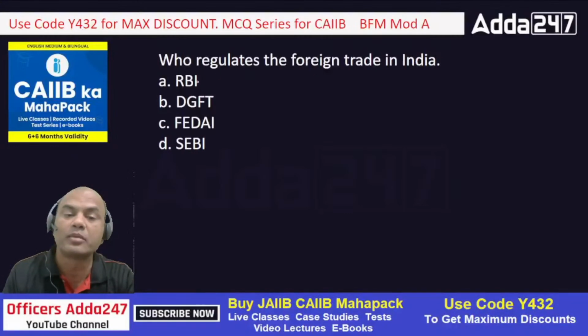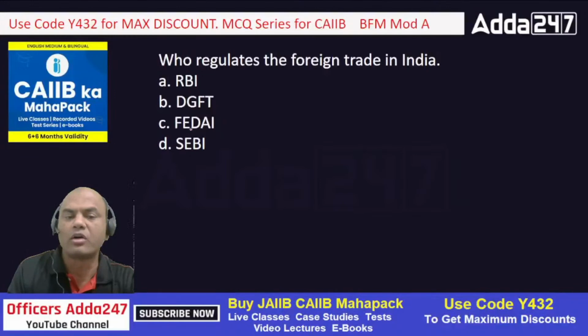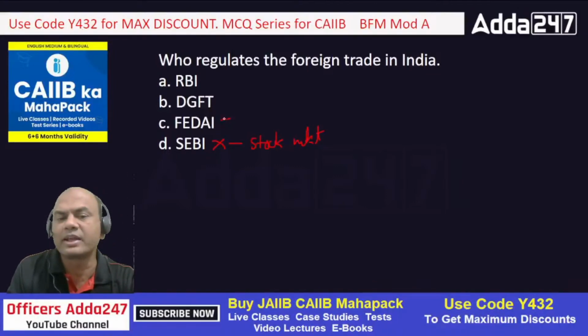Who regulates the foreign trade in India? RBI, DGFT, FCAI and SEBI. Who regulates? SEBI is out. SEBI is what? Securities and Exchange Board of India, stock market. Okay, stocks. So that is out. FCAI, can FCAI regulate? FCAI can't regulate. It can give the rules and guidelines. Okay, but it can't regulate.